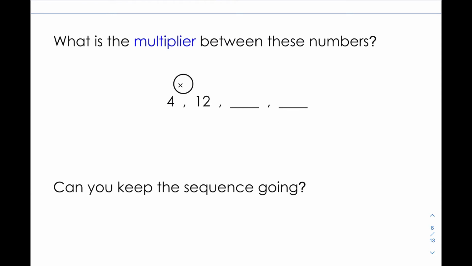What is the multiplier between these numbers? If you recall from your multiplication facts, 4 times 3 is equal to 12. So if we keep the multiplication going, 12 times 3 is 36. The next one's a little hard for me to do, so I'm going to do a little multiplication on the side. 3 times 6 is 18. 3 times 3 is 9, plus 1 is 10. So 108 would be the next number in the sequence.